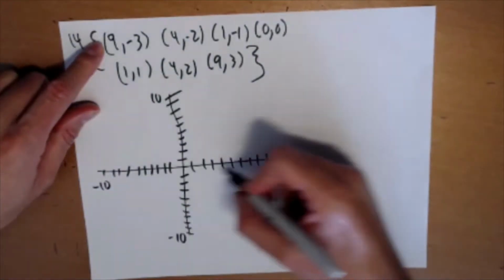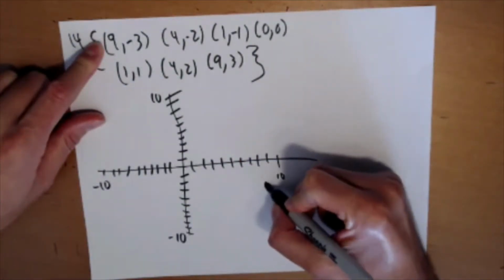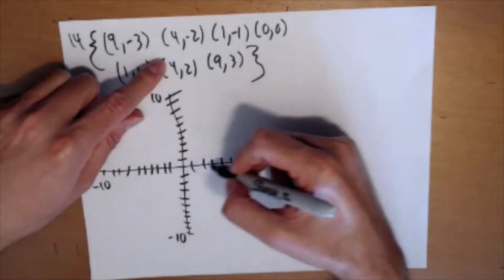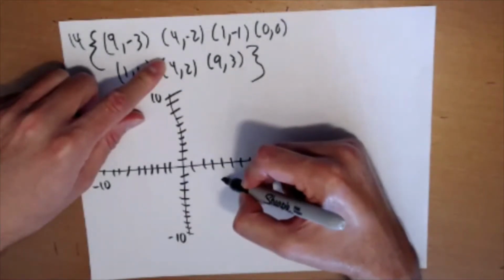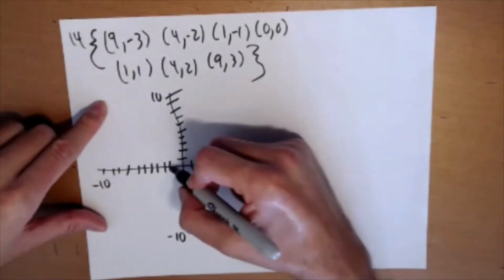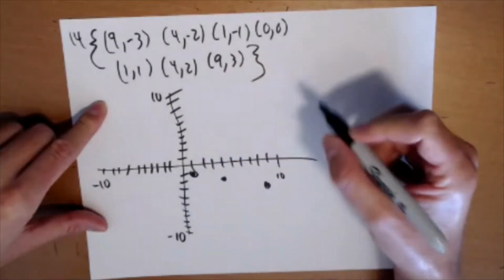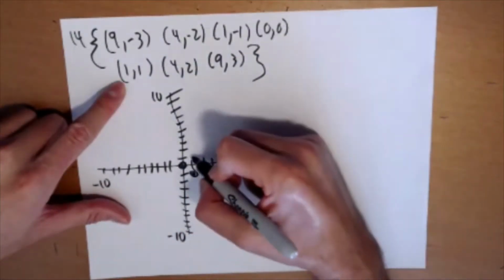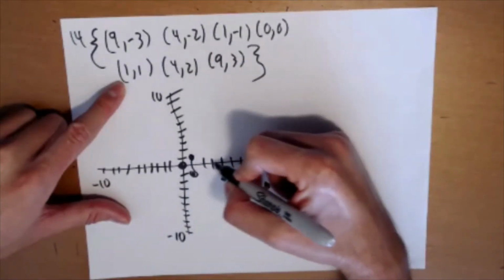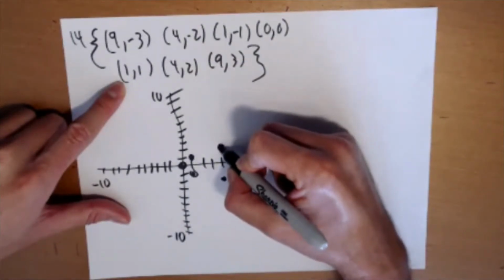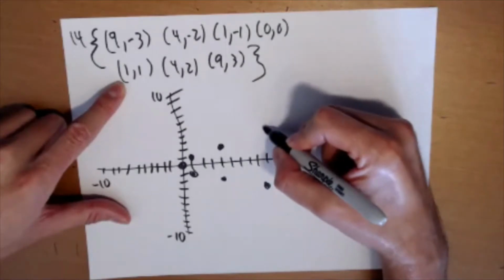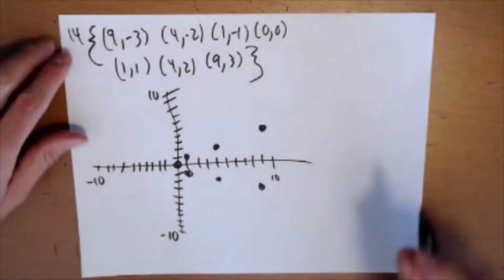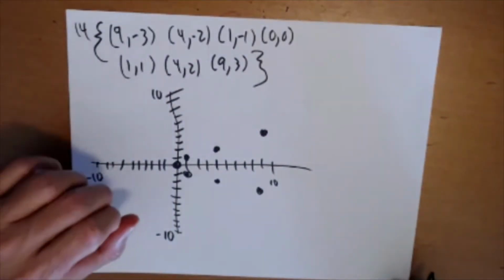9, negative 3, over 9, down 3. 4, negative 2, over 4, down 2. 1, negative 1, over 1, down 1. 0, 0. 1, 1. Over 4, up 2. Over 9, up 3. Okay, so here's our picture.